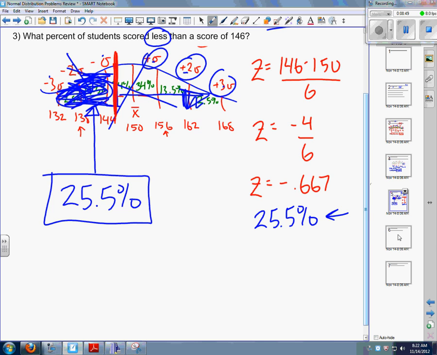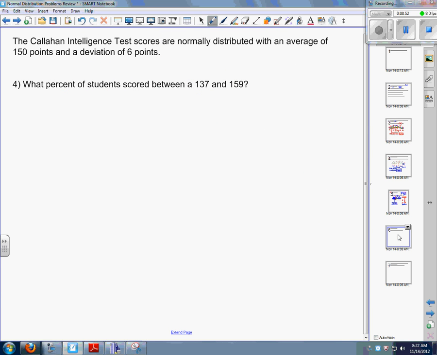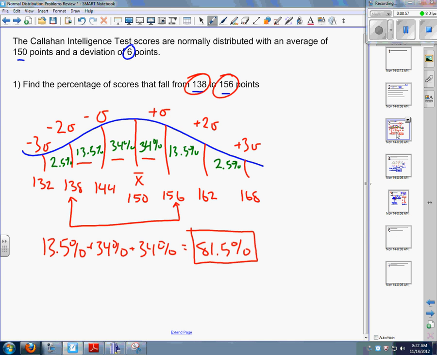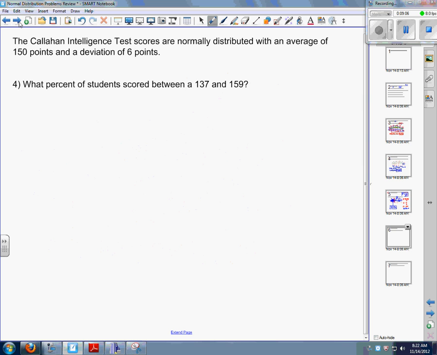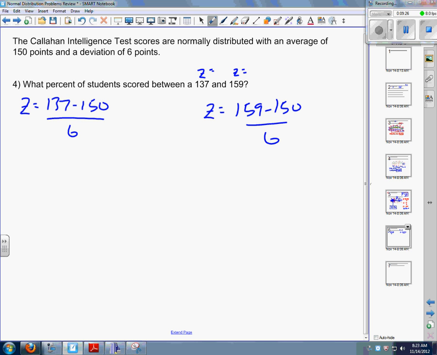Okay, next problem. What percent of students scored between a 137 and a 159? So again, if you go back to the curve, those numbers are not down here. So those set percentages will not help us. So what we have to do is find a z-score for this, and a z-score for this. We have to do this formula twice. So 137 minus the average over 6, and then also 159 minus the average over 6. So I'm going to pause it here and do some calculation.